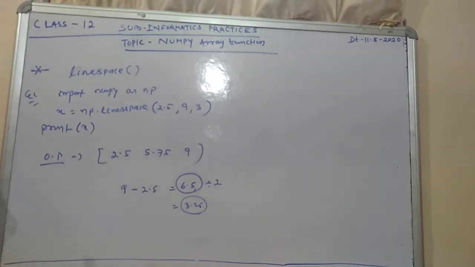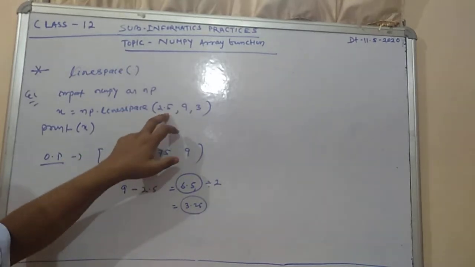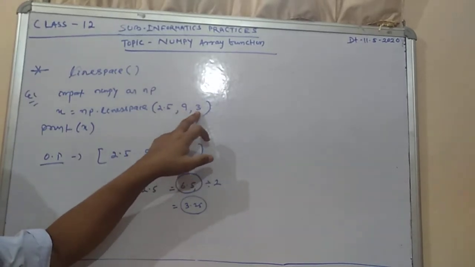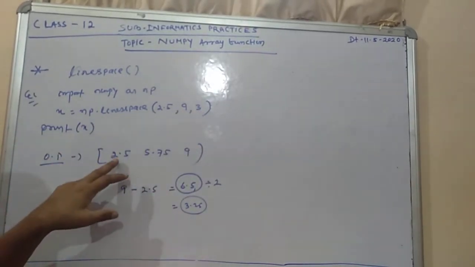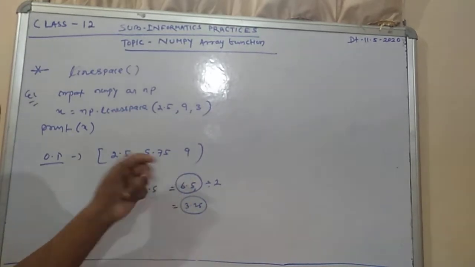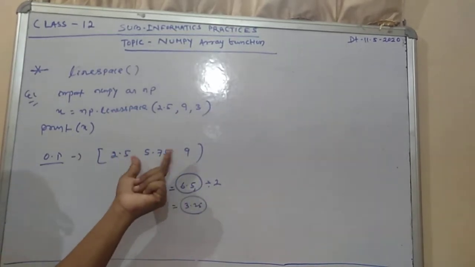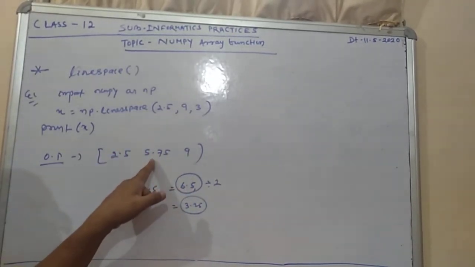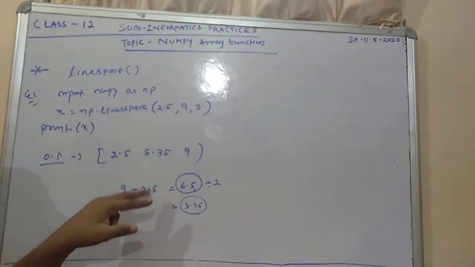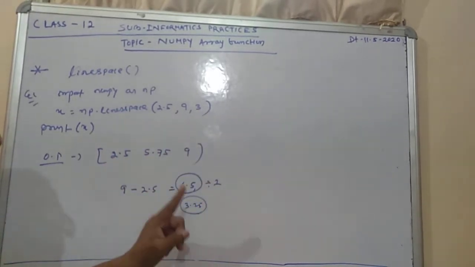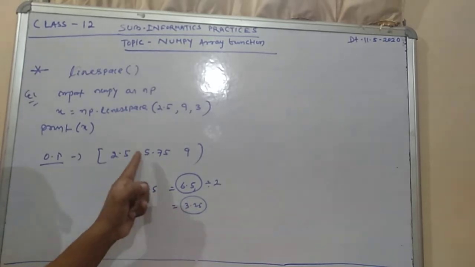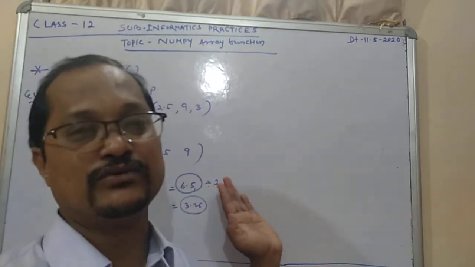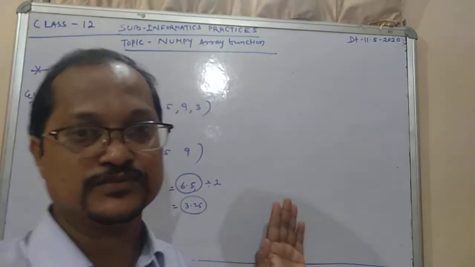Okay, have all understood? Once more: 2.5 is the start point, 9 is the end point, called the stop point, and 3 is the number of items you are extracting, including 2.5 to 9. In between, we take numbers such that the difference is the same. How to find it: 9 minus 2.5 divided by 3 minus 1, which is 2. Add 3.25 and we get 5.75. If the question is asked in the examination, we will solve it this way. Okay, all of you understood? Okay, what is next?